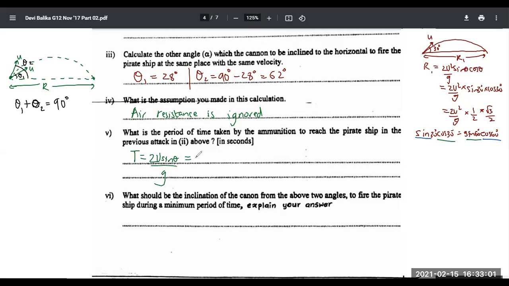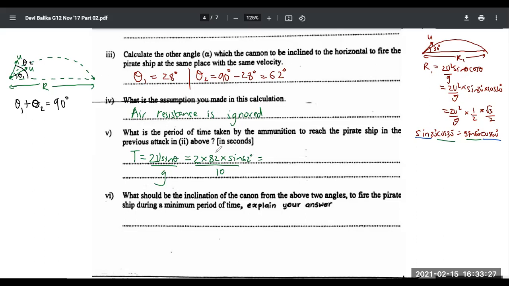So the time is going to be 2 into u, which is given as 82, into sine theta, which now becomes sine 62, divided by 10. Agreed? This is how the equation is going to be. We have already derived the equation, so we can use it. No problem. But this time theta is this new 62.